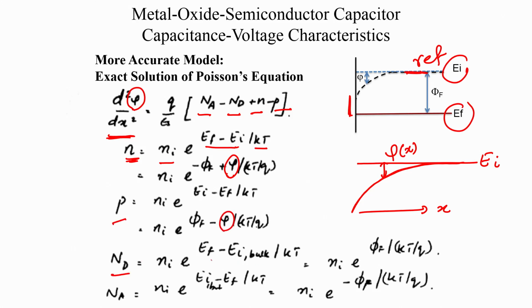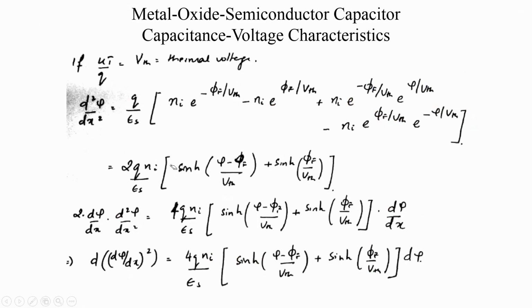Nd is nothing but EF minus EI in the bulk. So that can be written in terms of phi f, and Na can be written in terms of phi f. So you define all these variables Na, Nd, Np, n and p in terms of phi n and phi f. These things should be quite clear, because we have already discussed such a case in the case of metal semiconductor junctions. And you solve this differential equation.